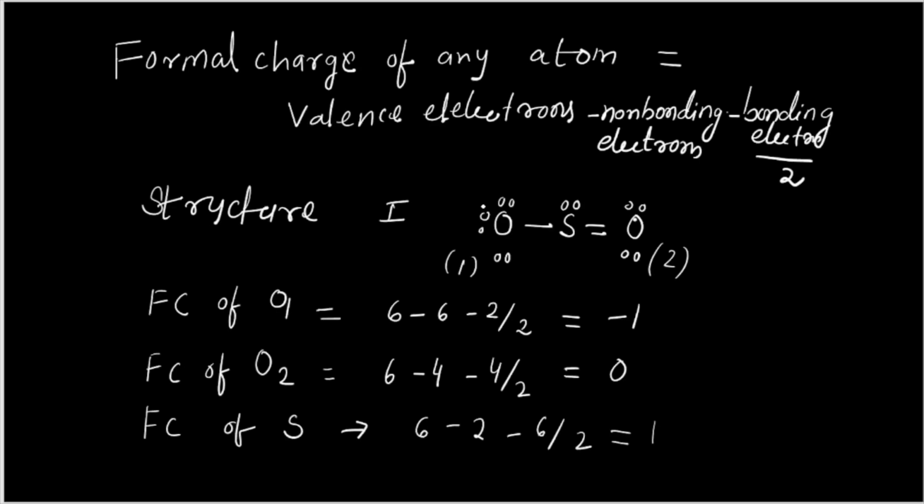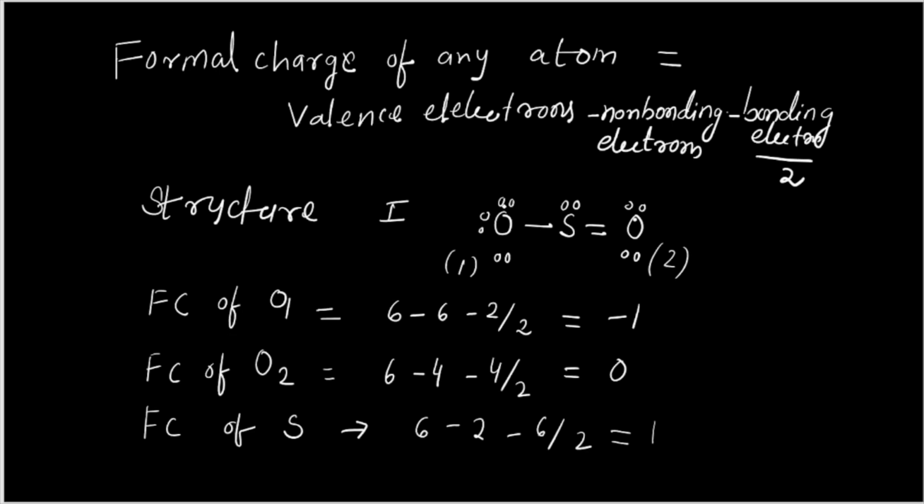Then you will see formal charge. For any atom there is a formula. You will see valence electrons, non-bonding electrons and bonding electrons. This is structure 1, where the electrons jump from oxygen 2 to sulfur. First look at oxygen 1. The valence electron count of oxygen is 6.